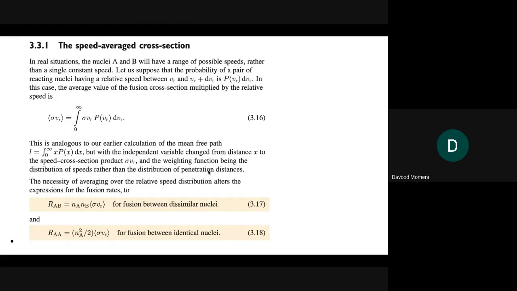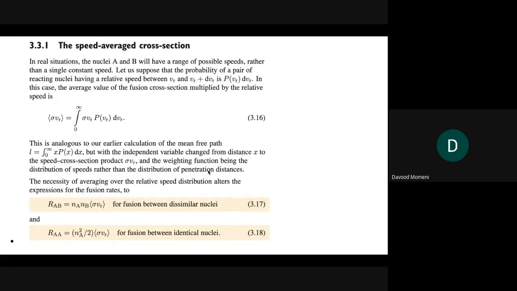Let us suppose that you have nuclei and the relative velocity between them is v. You can always tell how many of the particles have a velocity between v and v plus delta v. This number which you can count is the probability of a reacting nuclear pair, and it is given by P_r(v) dv. The subscript r shows that it is the relative speed. So the average value of the fusion cross section multiplied by the relative speed is this.